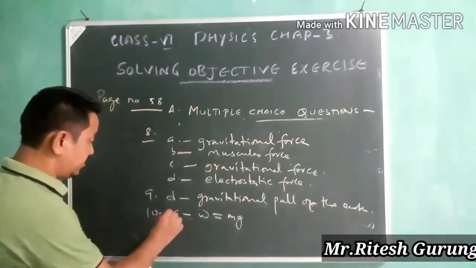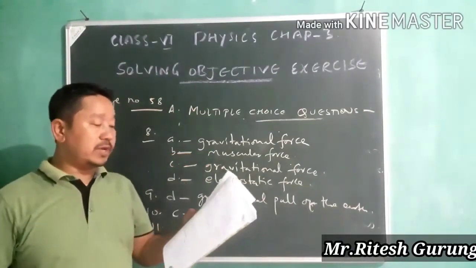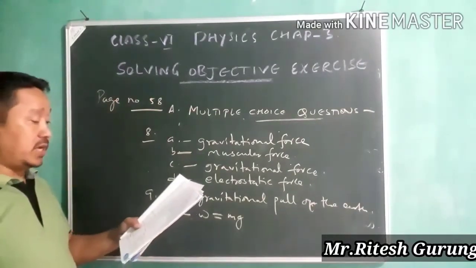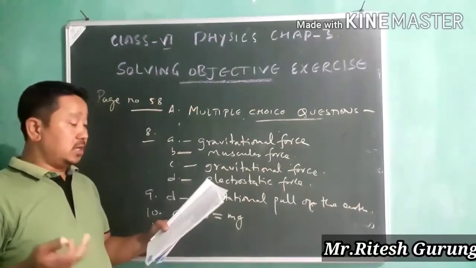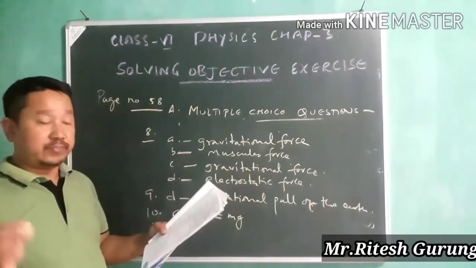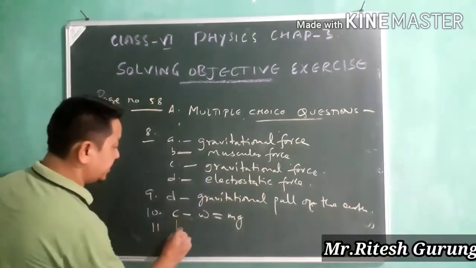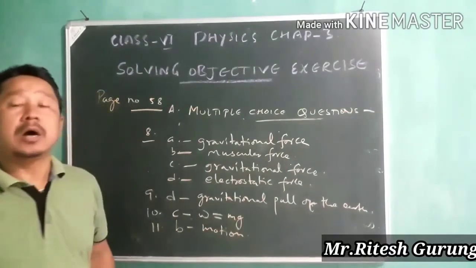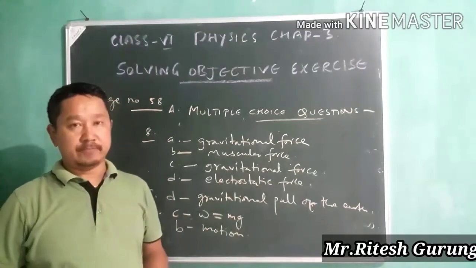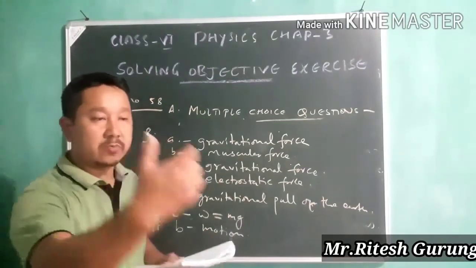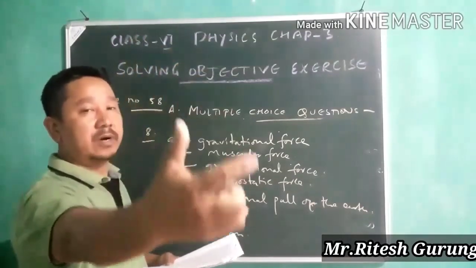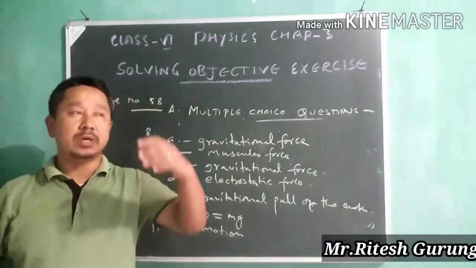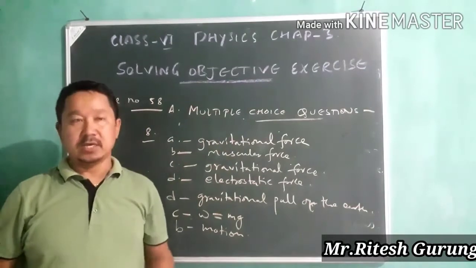Then number 11 we have, friction always opposes what? It always opposes not weight, not mass, and not even pressure. So it is option B, that is motion. Friction always opposes motion. When you try to move forward, something from the other side will always oppose you. That's why walking a certain distance, you get tired, you get fatigued.